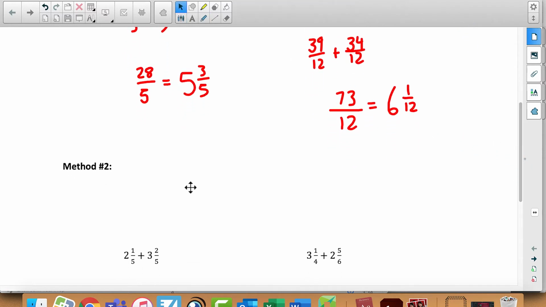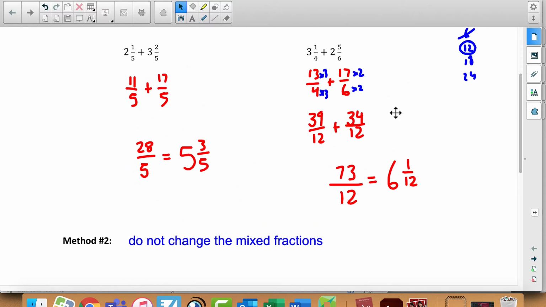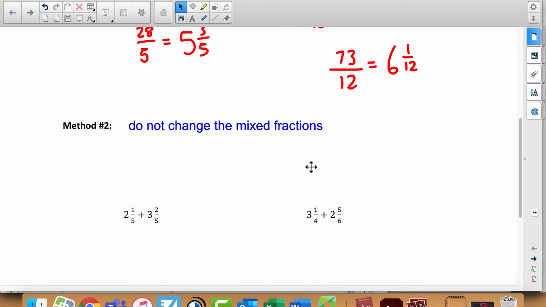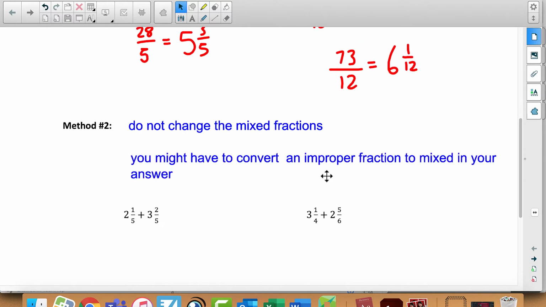I prefer method number 2, which is don't change them. Keep them the same. Now, the good news is you avoid some of those giant numerators that you encounter sometimes with the first method. The bad thing is you have to learn how to convert an improper fraction to mixed in your answer. It might sound a little confusing. You'll see what I mean in a second. Also, why is there an extra space there? I don't like that. That bothers me.